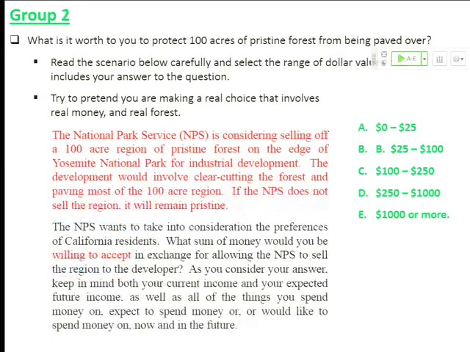Okay? Group 2 was asked a similar but different question. The NPS is considering selling off a 100-acre region of pristine forest for industrial development, and so on. How much money would you be willing to accept in exchange for allowing the NPS to sell the region to the developer, right? So in these United States, we have the idea that the residents, citizens, taxpayers, however you define the body politic, actually own these public properties or have some right to them.